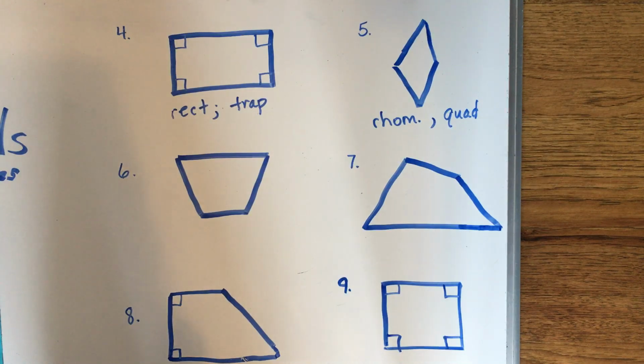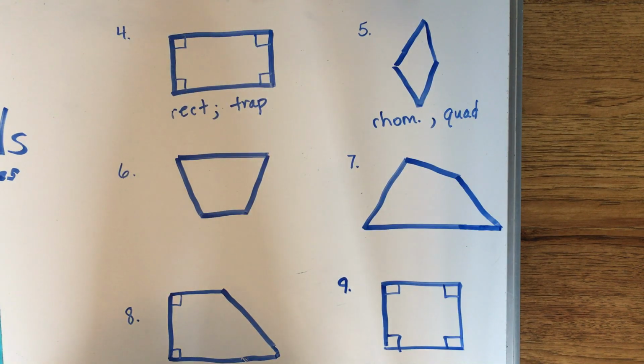Is this a square? No, because a square has to have right angles. Four right angles. This is not a square. Is this a rectangle? No, because a rectangle has to have four right angles. So that one's a rhombus and a quadrilateral.